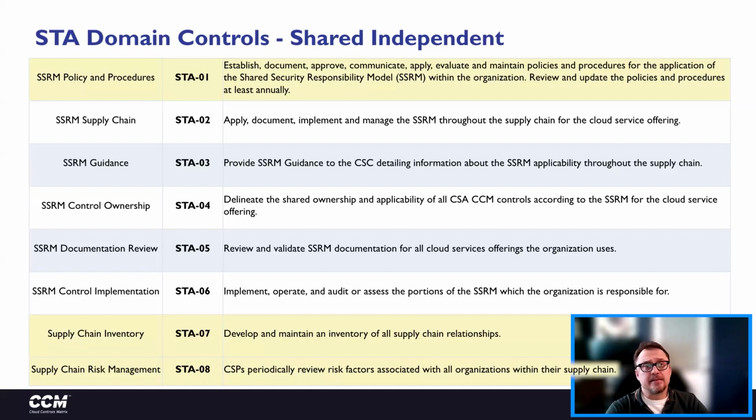Yeah, and on this list, STA 7, supply chain inventory, and STA 08, supply chain risk management, are great examples of being independent but shared controls. So, for example, your supply chain inventory, an up to date inventory of supply chain relationships, that's not going to be something that both parties share. It's going to be individual. So, one party can't do that for the other, for example. Supply chain risk management, so evaluating risk factors and leveraging the data to inform contract reviews and adjustment, that's going to be independent for each one of those organizations involved, be it the provider or the customer.